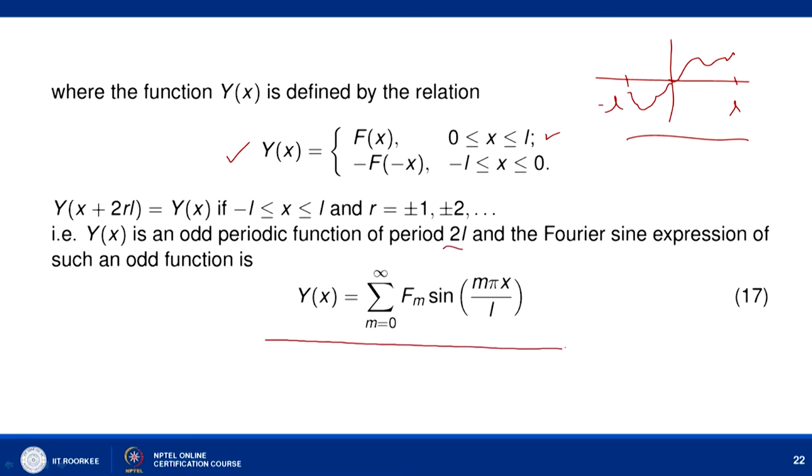and the Fourier sine expansion of such an odd function we can find out, like y of x equals the sum from m equal to 0 to infinity of f m sin m pi x by L.